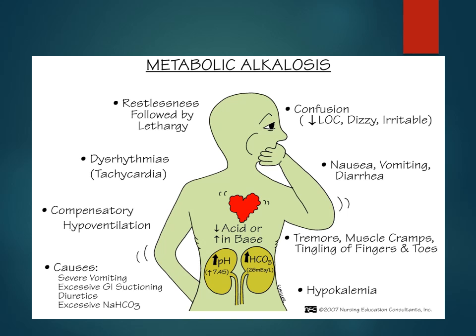And once again, here's our guy in metabolic alkalosis. He's tachycardic. He is lethargic, confused, with nausea, vomiting, diarrhea, muscle cramps, hypokalemic. He has a set of kidneys, decrease in acid, increase in base, and look, he's covering up his mouth so he won't vomit. This patient is hypotensive as well.